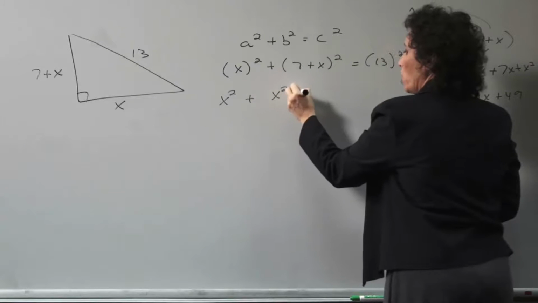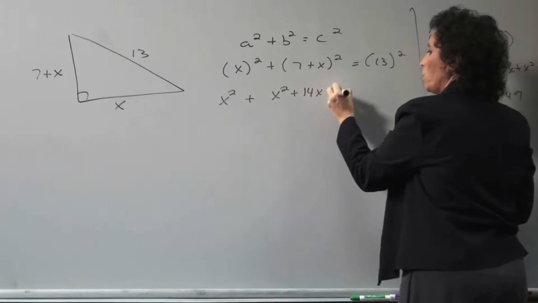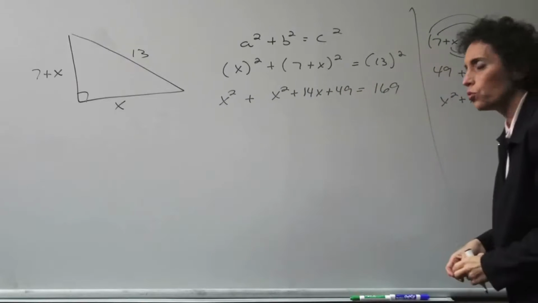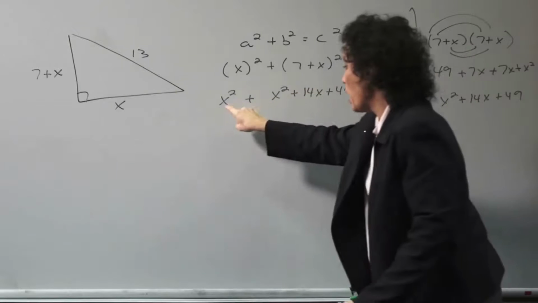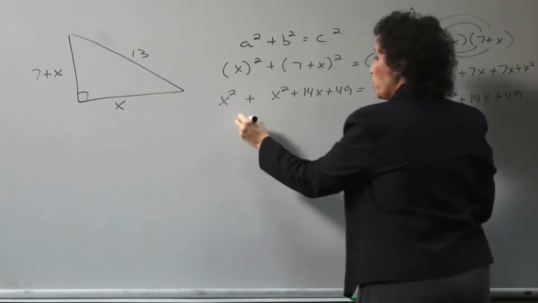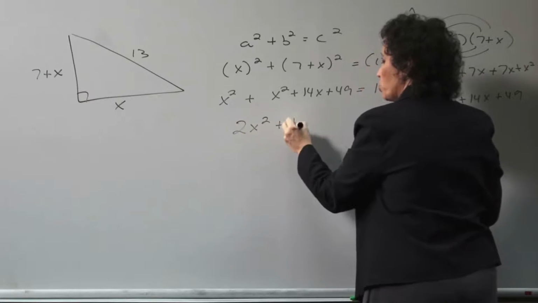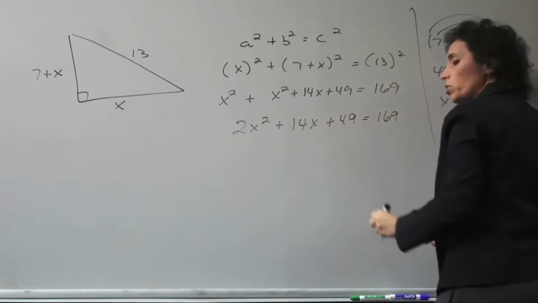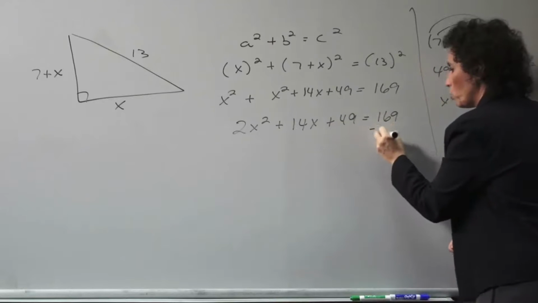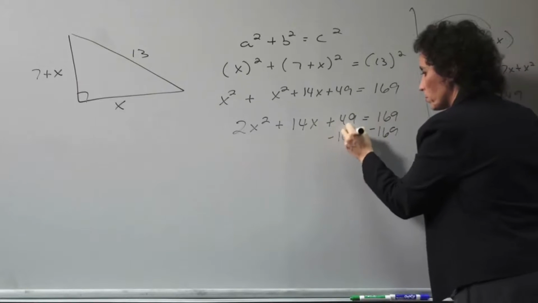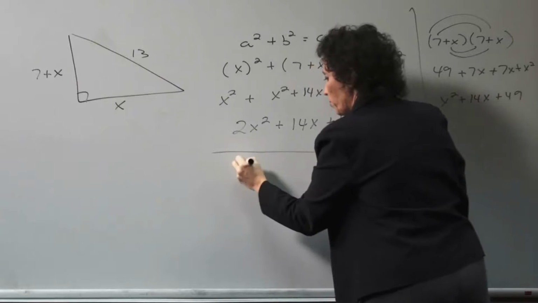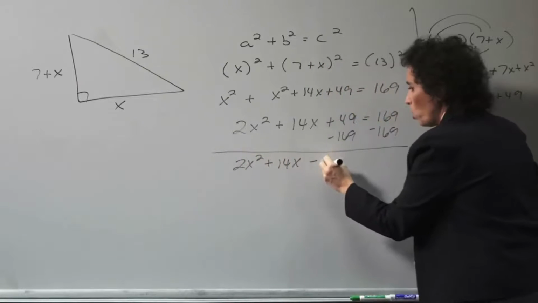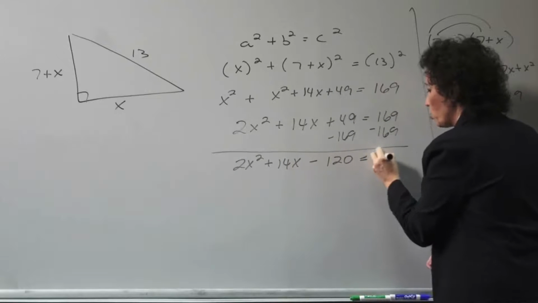So we have x squared plus 14x plus 49 equals 169. 13 squared is 169. Ready? Here we go. x squared plus x squared. Let's clean up. 2x squared plus 14x plus 49 equals 169. Now we're going to subtract 169. We get 2x squared plus 14x minus 120 equals 0.